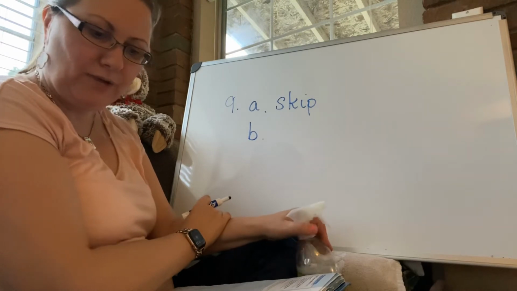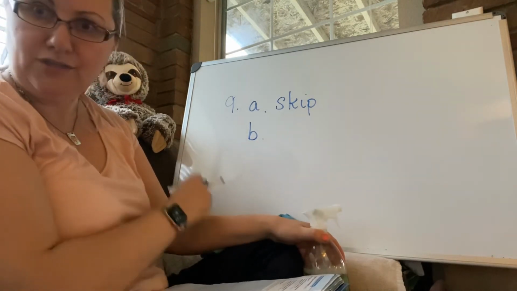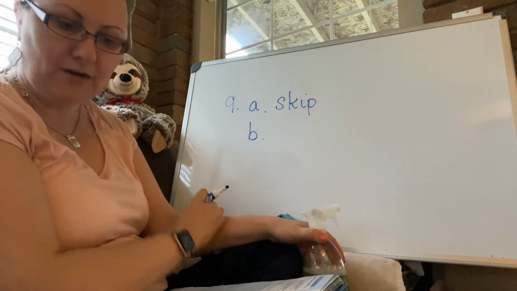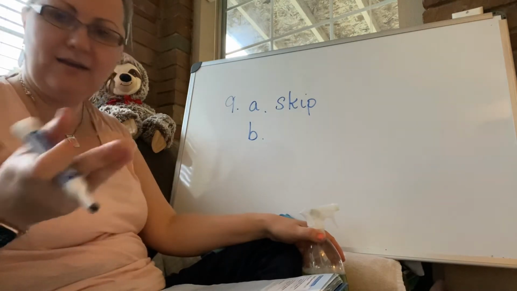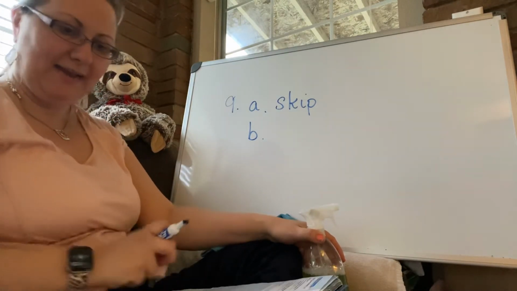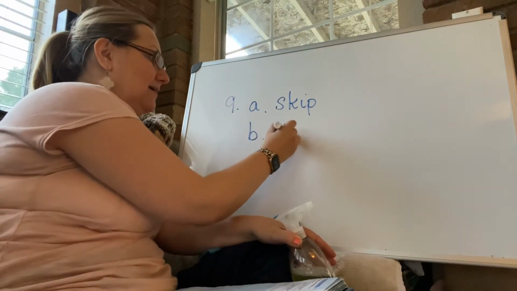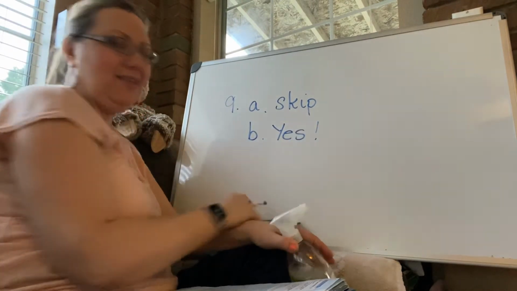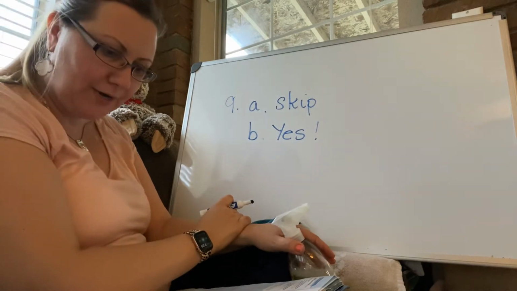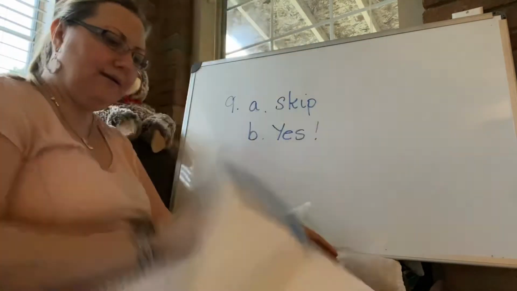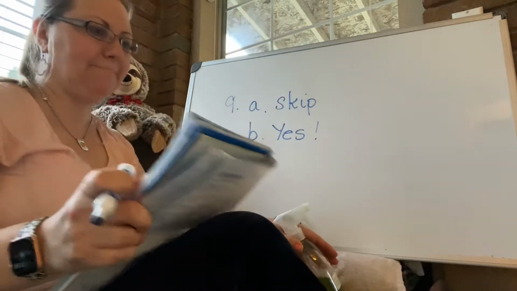Letter B. The question now is, are the triangles congruent? Are the 2 triangles exactly the same shape and size that are inside of that box? And 9B, yes, they are congruent. Let's see which one is next.